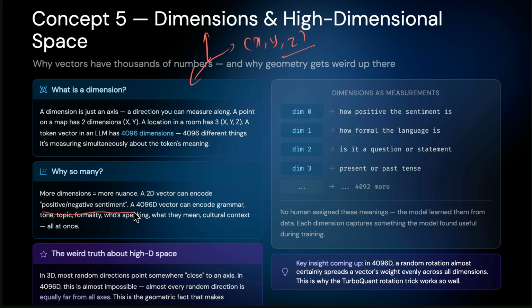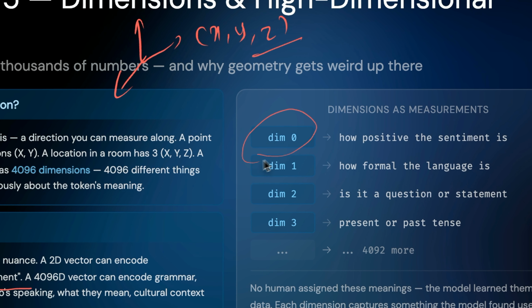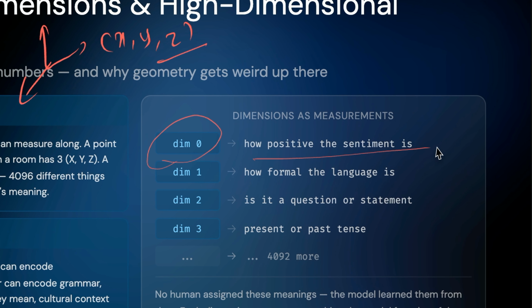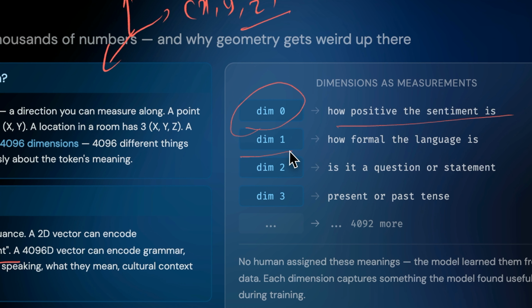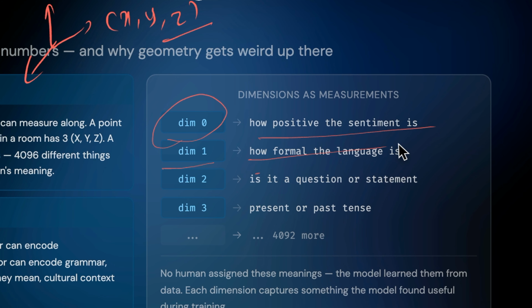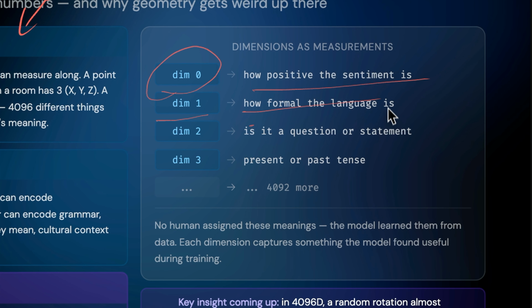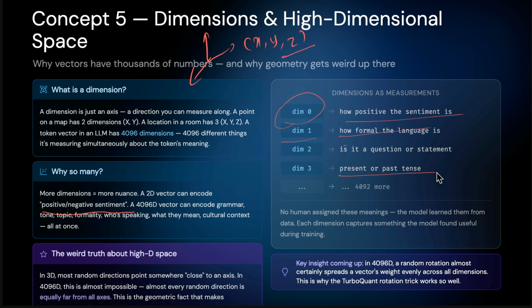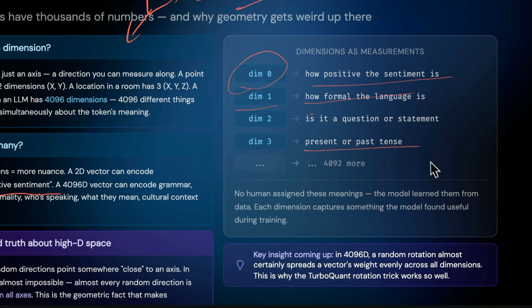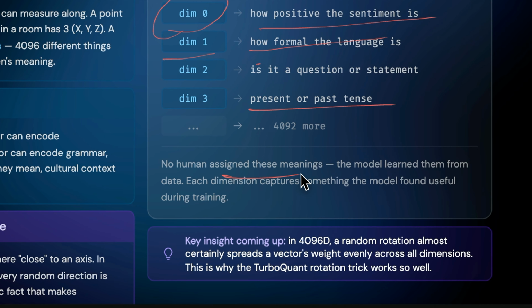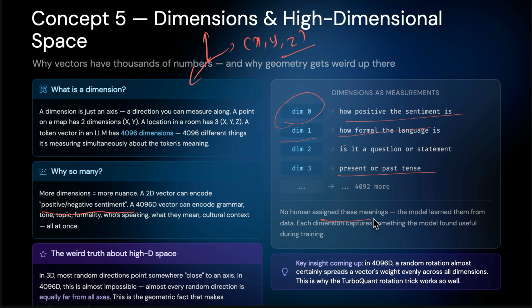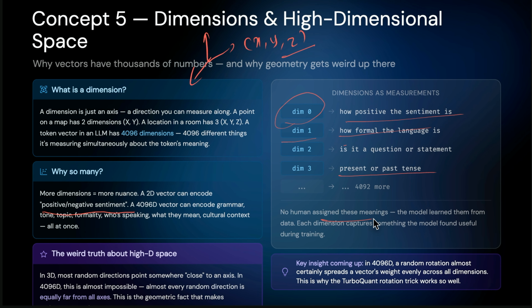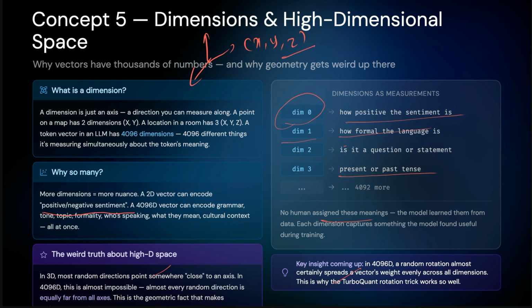So let's take this example. Let's say in dimension 0, we can measure how positive the sentiment is. Dimension 1, somewhere it encodes how formal the language is, whereas dimension 3 says whether it is present or past tense. So more dimensions means we can encode more information. One thing to note is no humans assigned these meanings, right? The model learned this from the data. So each dimension captures something the model found useful during training.